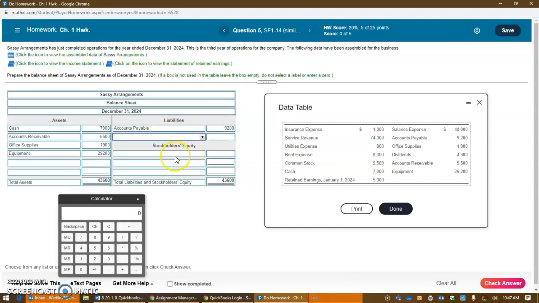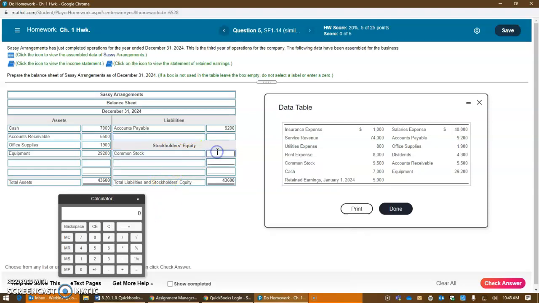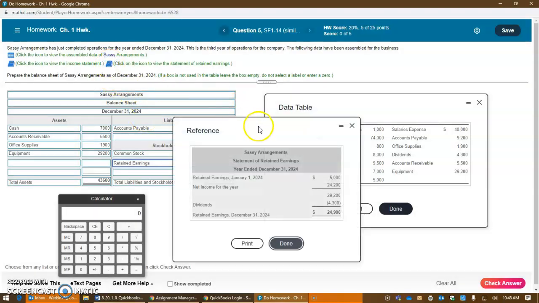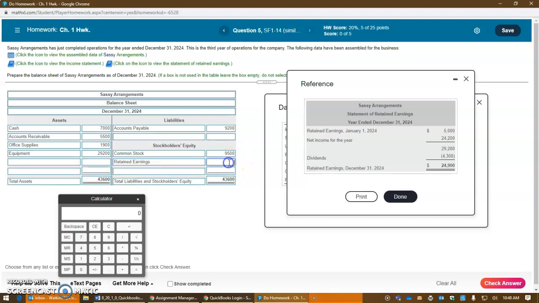And stockholders' equity, there are two components of stockholders' equity. It is common stock, 9,500, and retained earnings. And look here, don't get confused and put the $5,000. Look at your date. That was the beginning of the year's balance. We want the end of the year. So we're going to have to look at the previous statement, the statement of retained earnings. And it shows 24,900. So that's the number we're going to put in our balance sheet.